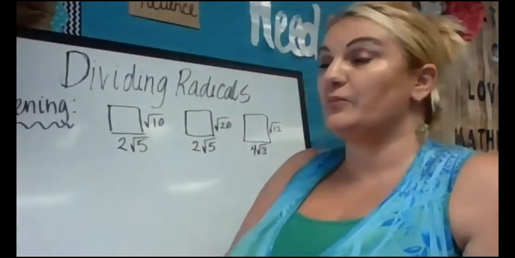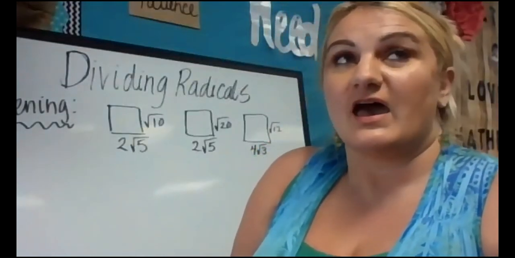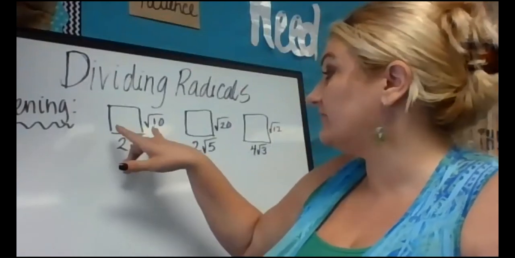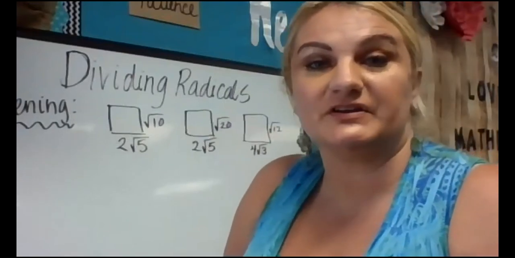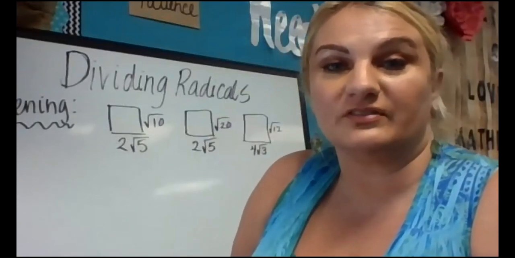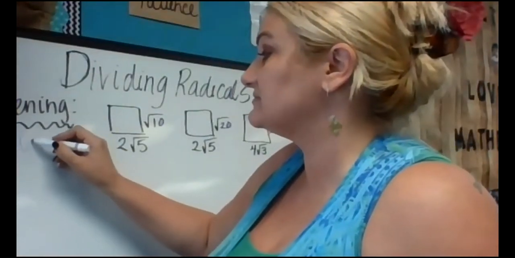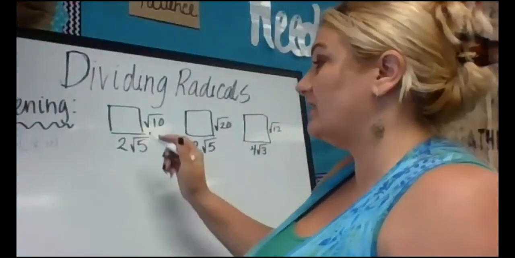Okay, for our opening, Ms. Bolin is going to go over how to find the area of these squares. Well, they sort of look like squares. When you find the area of something, you think length times width. So length times width is multiplying, right? So we're going to multiply all of these.